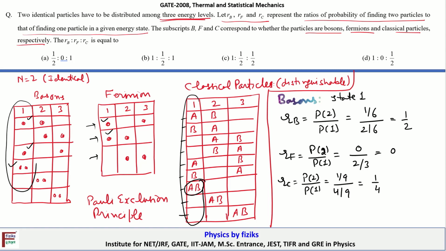So therefore the ratio RB to RF to RC is equal to 1 by 2, 0, 1 by 4, or this can be equivalently written as 1 is to 0 is to 1 by 2. So therefore D is the correct option here.